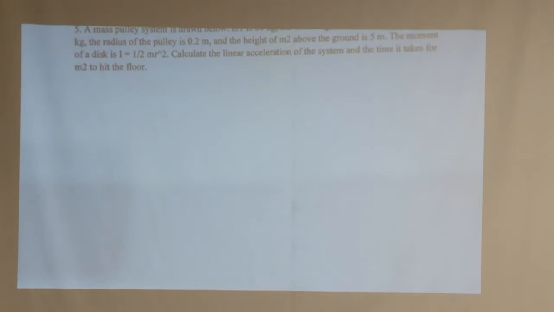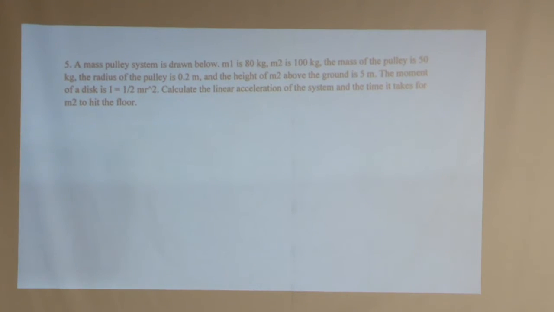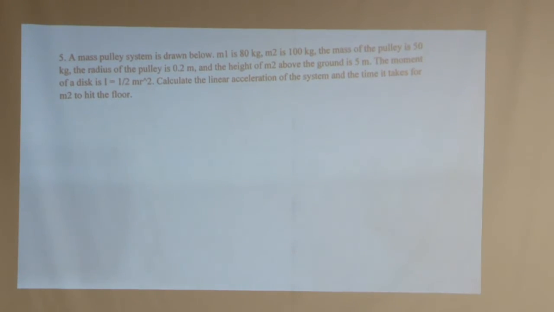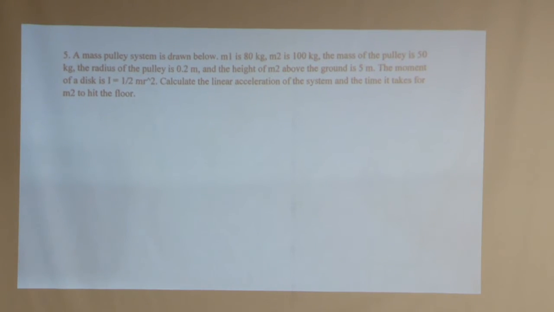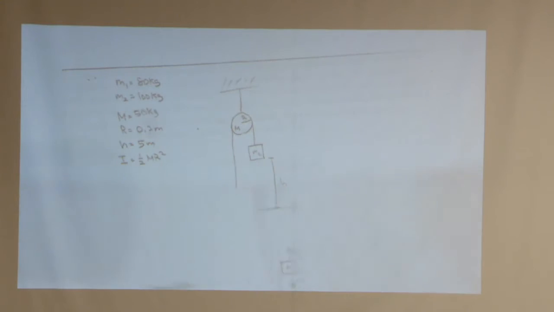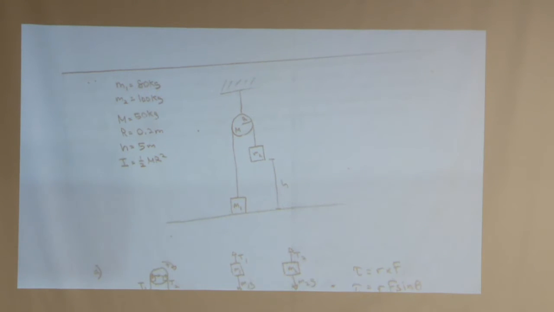All right. So a mass pulley system is drawn below. So actually, it's not right here. M1 is 80 kilograms, M2 is 100 kilograms. The mass of the pulley is 50 kilograms. The radius of the pulley is 0.2 meters. The height of M2 above the ground is 5 meters. The moment of inertia of a disk is 1/2 mr squared. And the question asks to find the linear acceleration of the system and the time it takes for M2 to hit the floor.